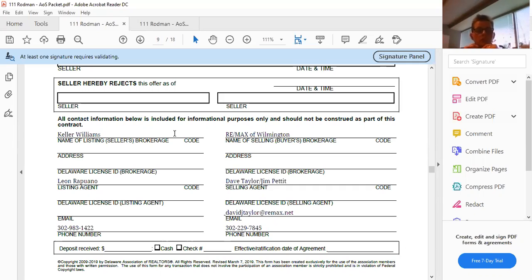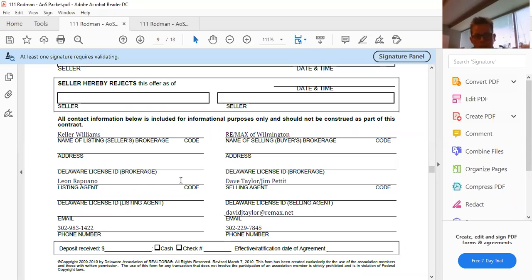The office code is KELWLMWM, Keller Williams Wilmington. That's the Bright code, that's our code for our office in Bright. And then your number, your code in Bright, is a number.